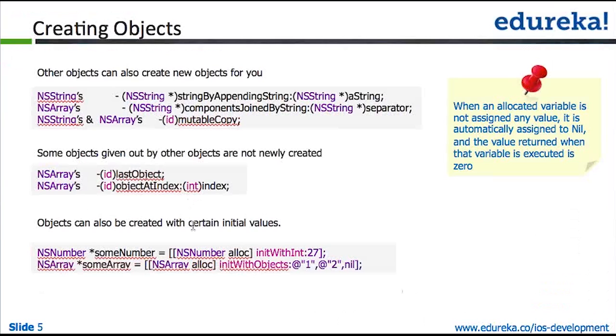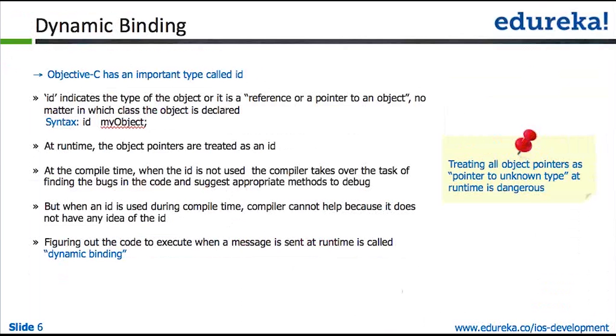Now objects can also be created with certain initial values, like I said. So NSNumber already has an implementation for this kind of initializer. It says initWithInt 27. And arrays can also be pre-filled with some objects, initWithObjects, but always end it with a nil.